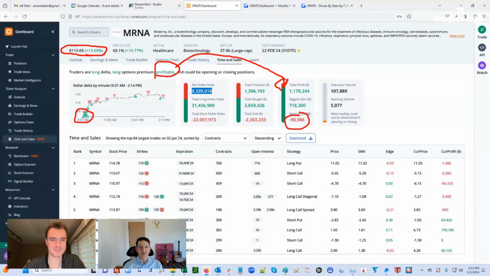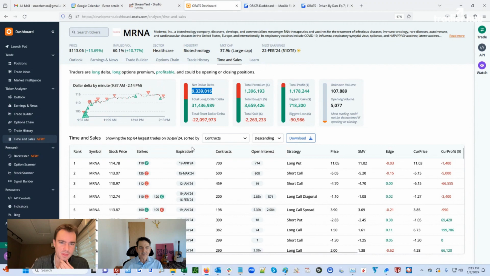Do you think someone knew something and is front running? I don't know. They might be, but it's really cool to look at the dollar delta. Sometimes the forecast looks pretty good. You see that really long one.